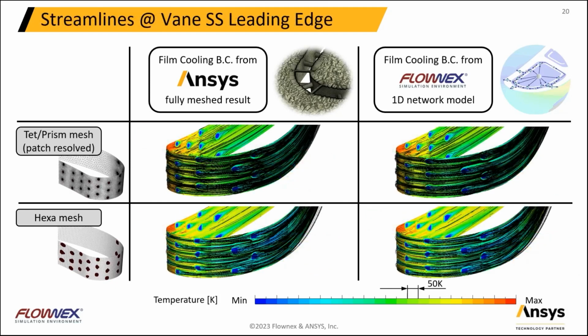An additional comparison was done for the streamlines coming out of the cooling holes. Once again, the streamline pattern of the simulation, which is using the inflow conditions of the fully resolved model, compares very well with that one using the boundary conditions provided by the Flownex 1D network model. As expected, the finer the mesh, the more detailed the flow structures of individual cooling jets can be recognized. Therefore, the upper row shows more distinct cooling jet structures, even if only every fourth streamline was used for the visualization.